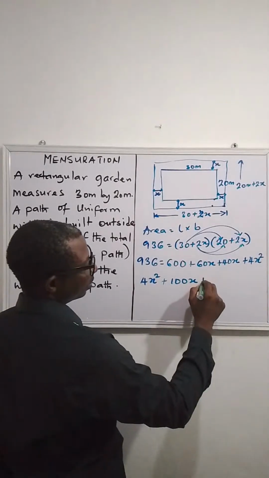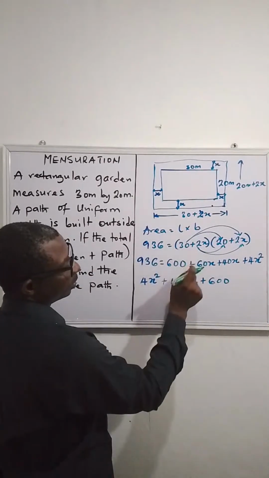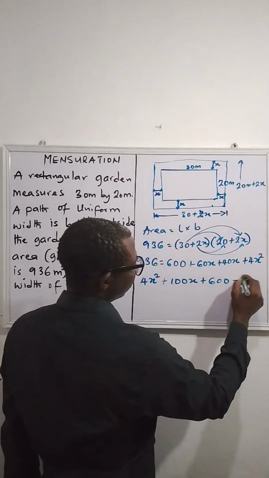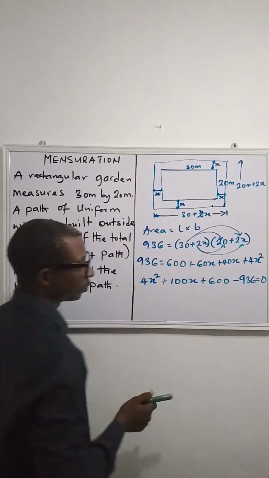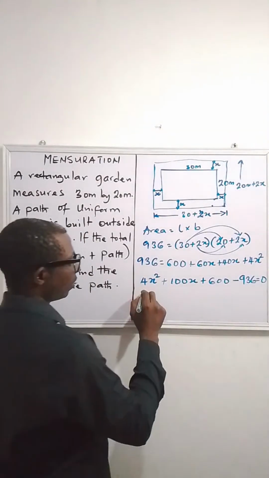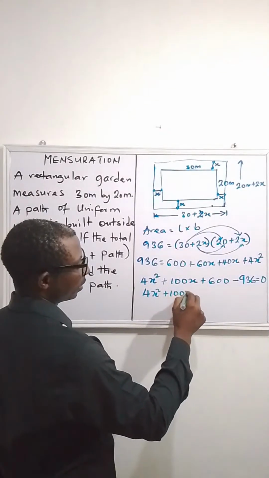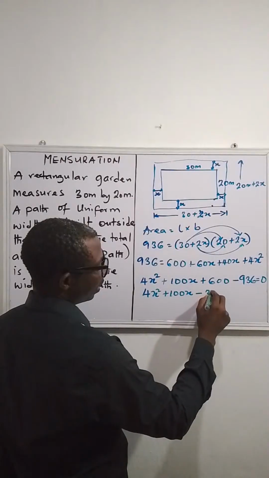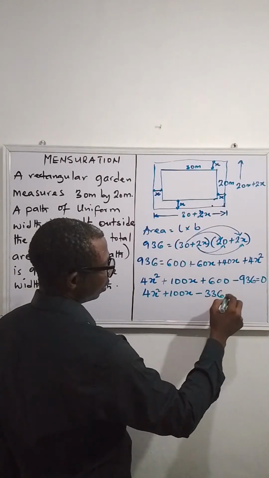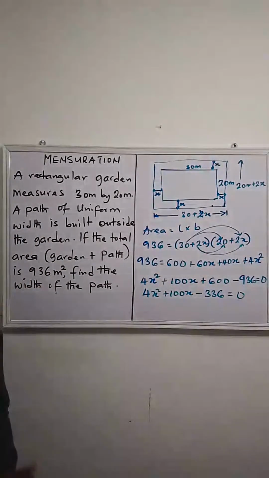All right, plus 600. Now, when you transpose this to this side, that gives you negative 936 equals to 0. Okay, so we have 4x squared plus 100x, now negative 336 equals to 0. Can you see that now? Okay, so what's the next thing?